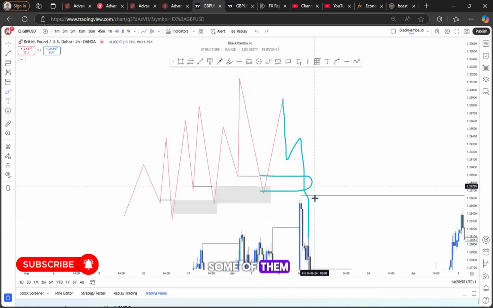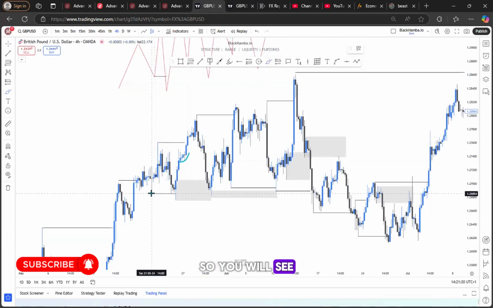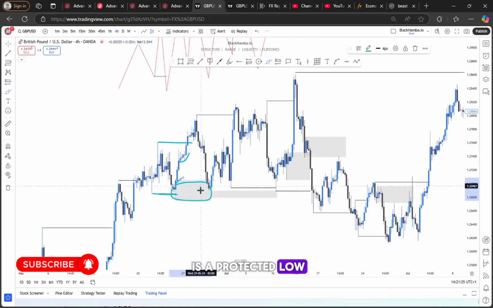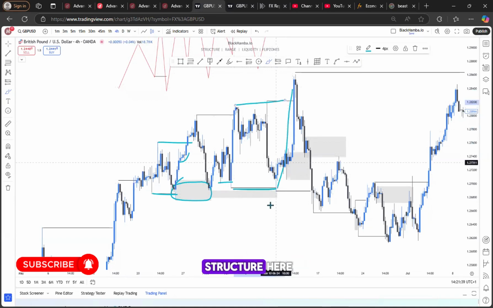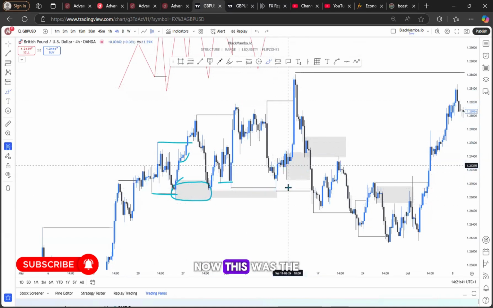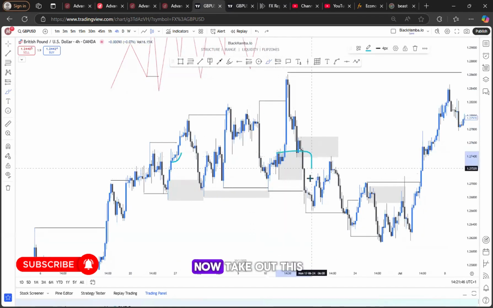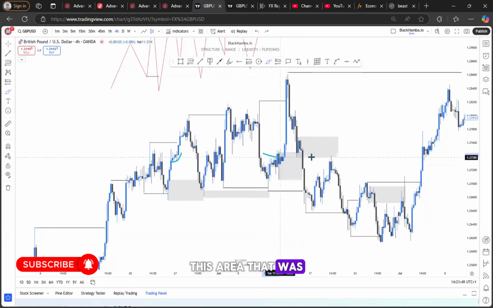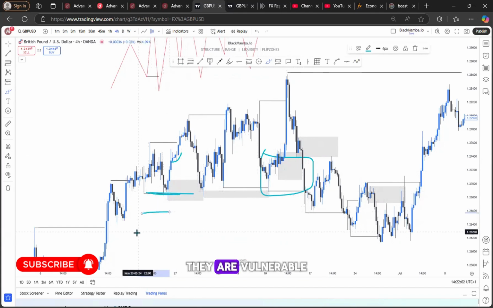Price will come for some of them, if not all of them, before price will continue pushing to the upside. So you will see that we have a strip of liquidity, break of structure. This is a protected low. Price has respected it. We have price sweeping this liquidity here, then pushing to the upside to break this structure here. This is another protected low. Now this was the last protected low I'm expecting price to respect. The moment price takes out this protected low, this area that I was expecting price to protect, any protected low beneath this area is vulnerable.